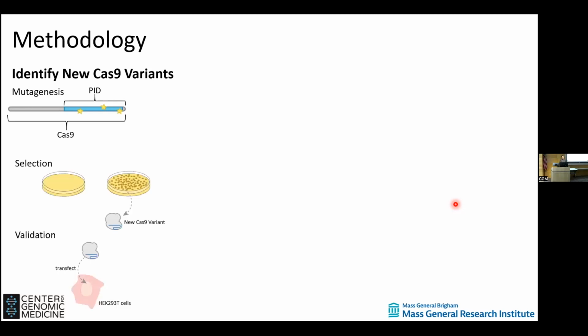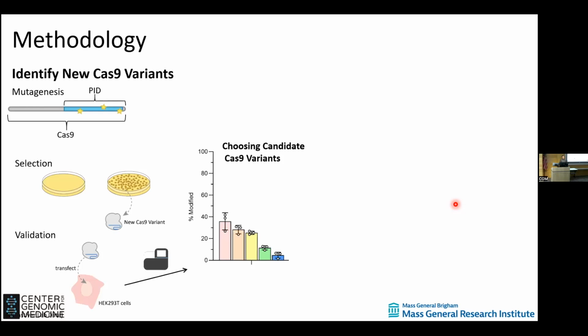From there, we do some selections and validation steps where we transfect, lyse, and harvest. We then go through and sequence our new Cas9 variants, and we end up with something that looks like this. And so this is actual data that I used to then make my new base editors for the summer. But what we do with this is we go through and look, it's super easy. You just look at what has the highest percent modified. These are your good Cas9 variants. And so we choose these good ones and create new base editors.